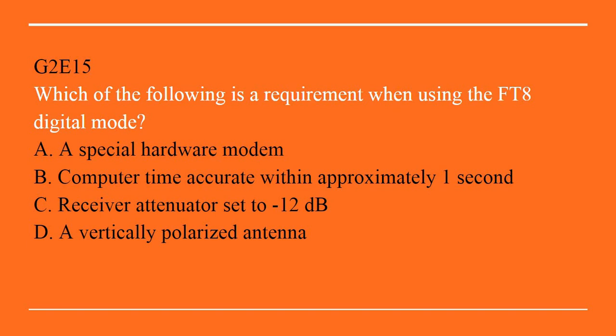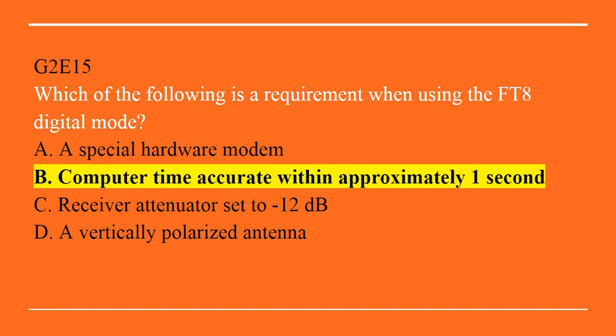G2E15. Which of the following is a requirement when using the FT8 digital mode? A. A special hardware modem. B. Computer time accurate within approximately 1 second. C. Receiver attenuator set to -12 dB. Or D. A vertically polarized antenna. Correct answer B. Computer time accurate within approximately 1 second.